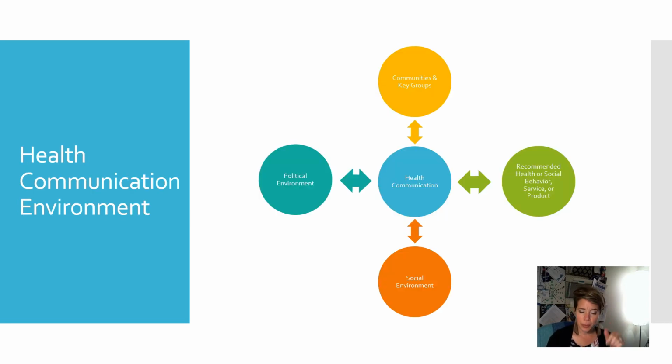So it's important also to always put health communication in context. So as you can see in this diagram, health communication is at the center, at least for our purposes, right? But it is affected by and affects the key groups and communities, research, health, social and behavioral services and products, social environment, political environment. We could probably add more to this diagram of things that influence what's happening with health communication and what health communication should look like because of it.